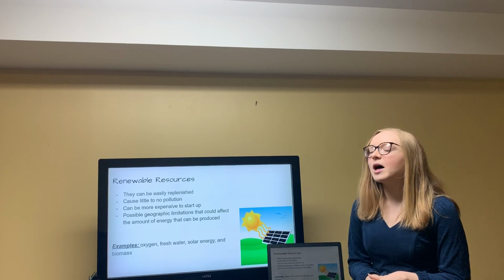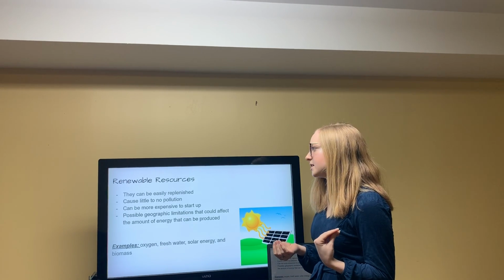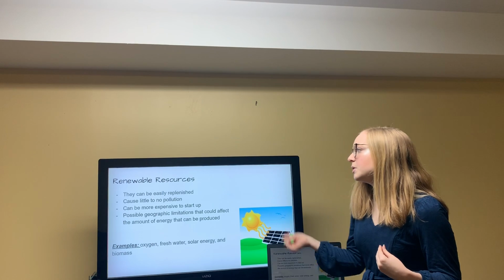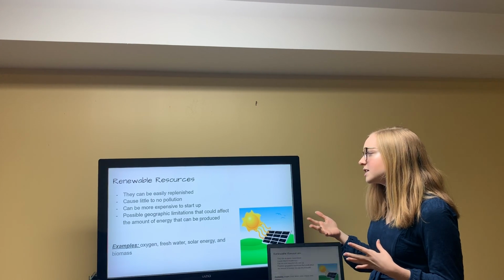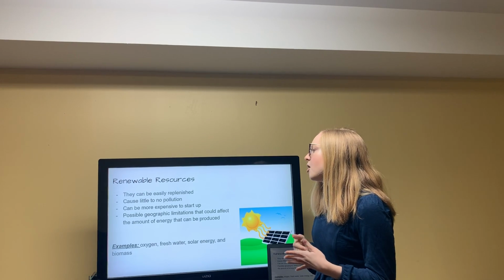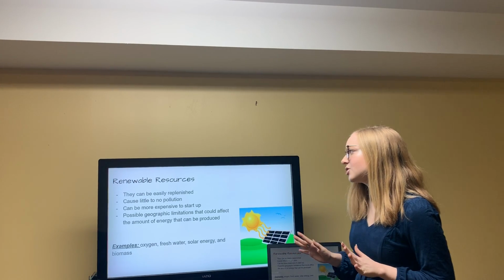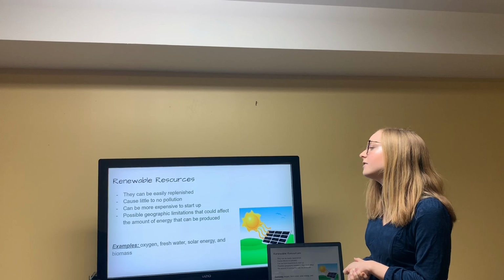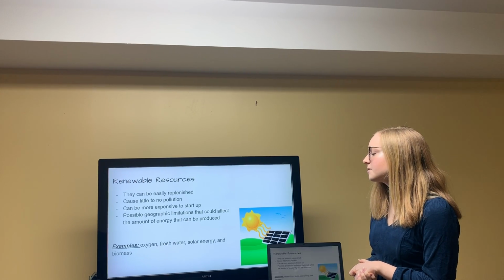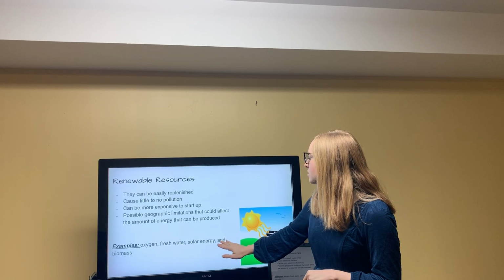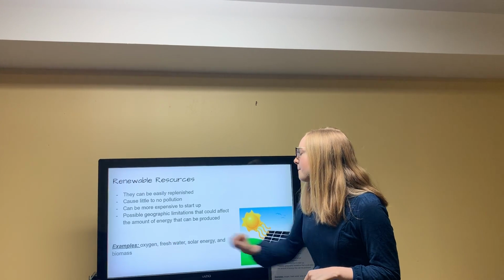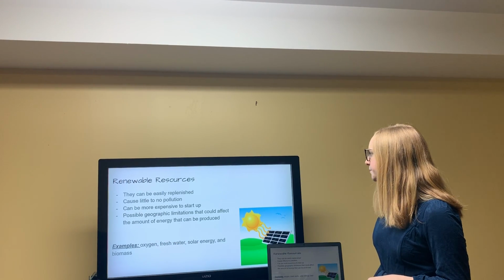Now we're going to talk about renewable resources. They can be easily replenished, cause little to no pollution, can be more expensive to start up, and have possible geographic limitations that could affect the amount of energy that can be produced. Some examples include oxygen, fresh water, solar energy, and biomass.